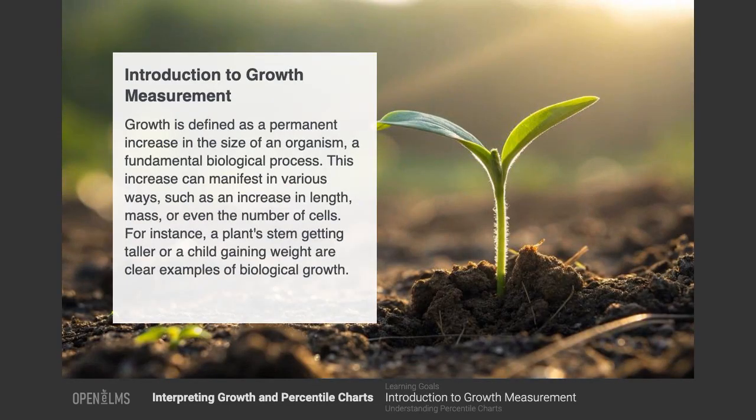Introduction to Growth Measurement. Growth is defined as a permanent increase in the size of an organism, a fundamental biological process. This increase can manifest in various ways, such as an increase in length, mass, or even the number of cells. For instance, a plant stem getting taller or a child gaining weight are clear examples of biological growth.